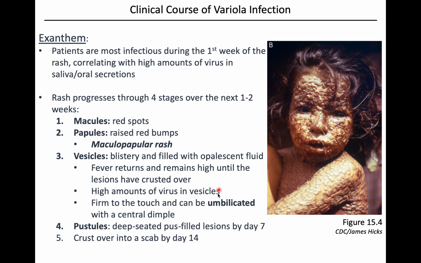And in some individuals, you'll get what are called umbilicated vesicles. So there's basically a central dimple in the middle. They can be really hard. And this image of this poor young girl or boy here, I think it's a young girl.